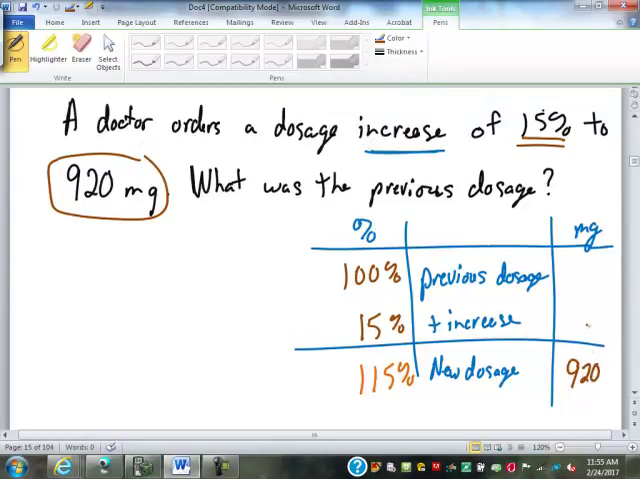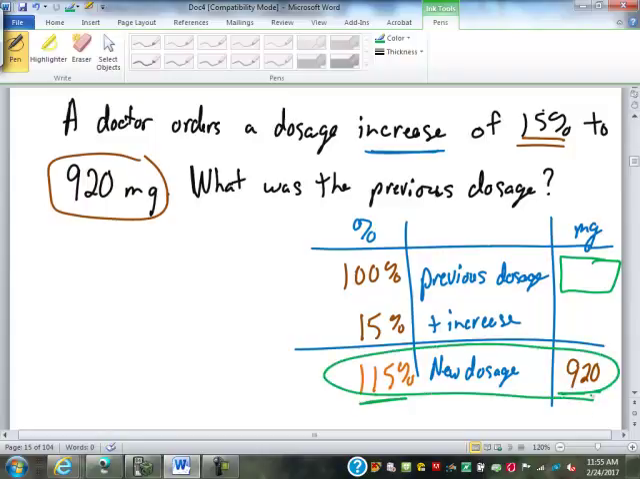Now here we are looking for what was the previous dose. So we are looking for this number right here. And what I need to take from this table is the item that we know both numbers for, both the percent and the other number. And right here, that is the new dosage. I know both the percent and the milligrams for that. And then I have to take the number that we are trying to find. And here, that's the previous dosage. And in order to find that, I have to have at least one of those numbers. And I do have its percent.